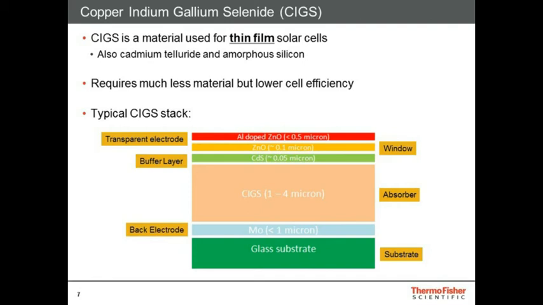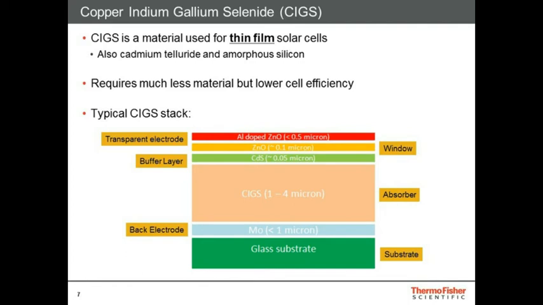A typical CIGS stack is shown on the bottom of this slide. Usually you have a glass substrate and a molybdenum back electrode with less than 1 micrometer thickness. Then the CIGS absorber layer between 1 and 4 micrometers, followed by a cadmium sulfide buffer layer and a window consisting of zinc oxide and aluminum doped zinc oxide, which is the transparent front electrode.